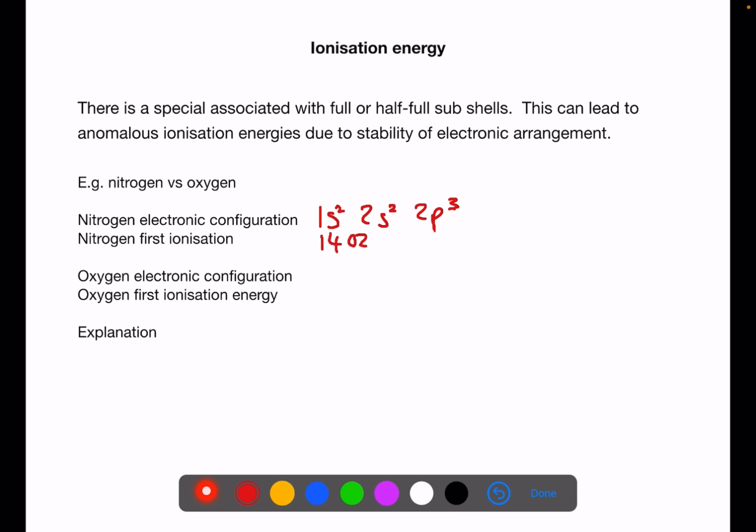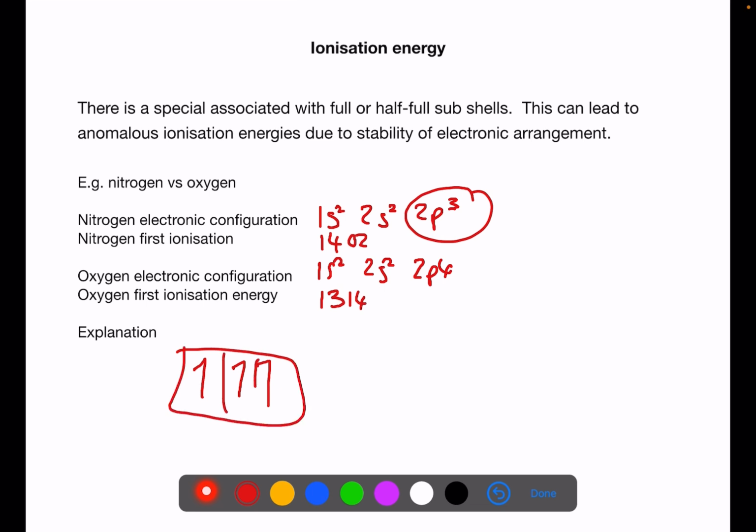1402, whereas oxygen is 1s2, 2s2, 2p4 with an ionization energy of 1314. Going from left to right across the period, the ionization energy should increase due to increasing nuclear charge. However, nitrogen is anomalously high, so it's higher than oxygen when it should be lower, because it has a half full subshell. Okay, so it has your 2p electrons like this, and this is more stable than oxygen. So oxygen looks like this, and this is less stable. So there's a stability with the half-full p subshell.